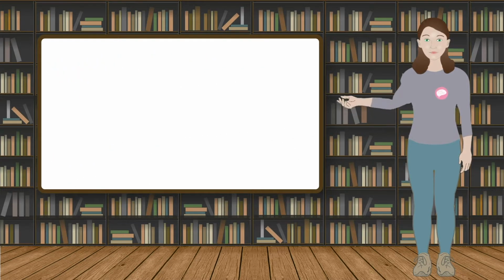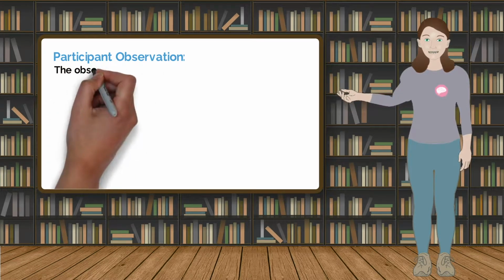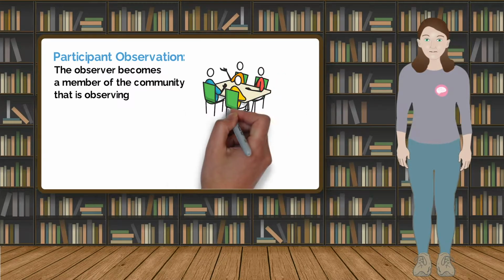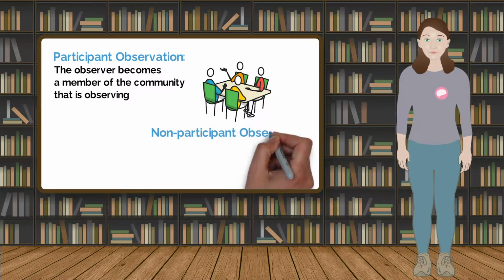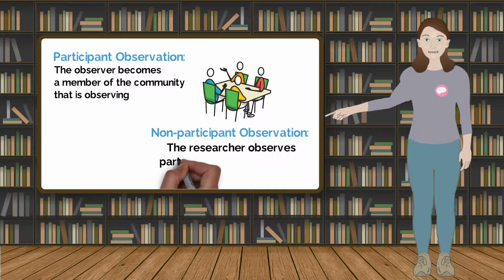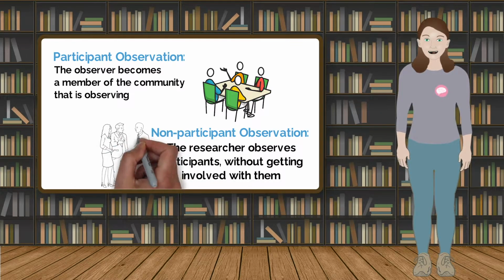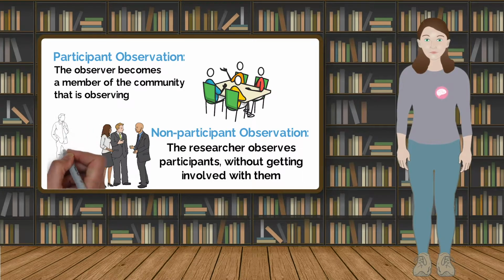Participant observation. This is a special kind of natural observation. The observer becomes a member of the community that he or she is observing. Non-participant observation. This involves observing participants without actively participating. This option is used to understand a phenomenon by entering the community or social system involved while staying separate from the activities being observed.